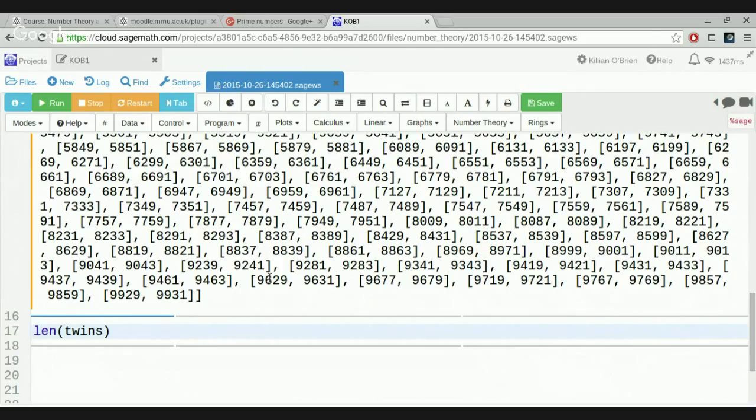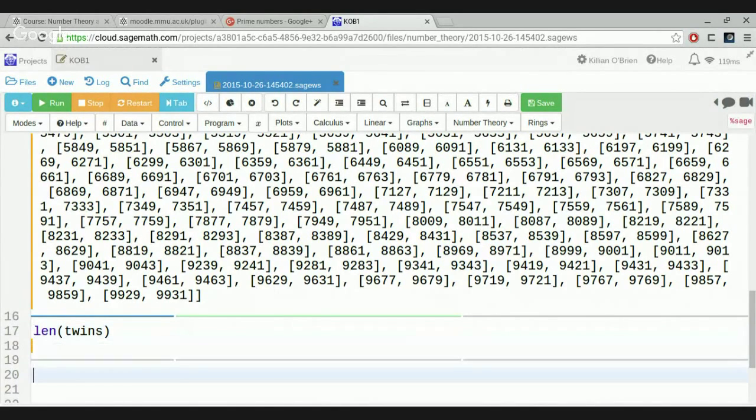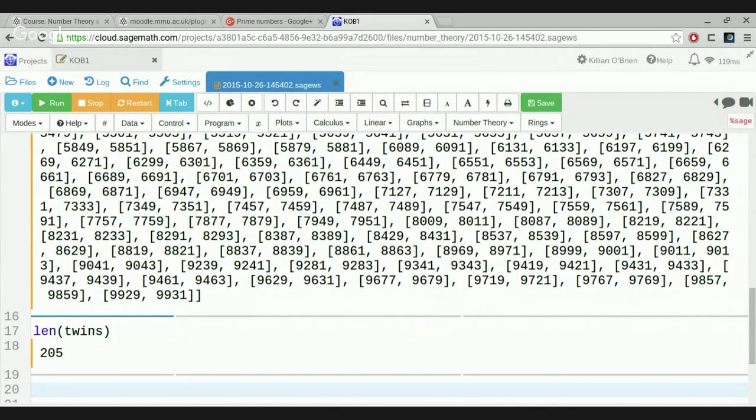I'll come back to that result. There's an interesting story about it, which I'll come back to in a few lectures' time. We'll investigate it some more. There's a good article I have on it, which I'll post. So there are 205 twin prime pairs between 1 and 10,000.